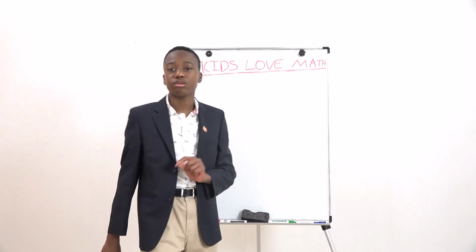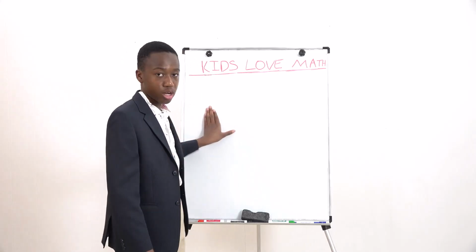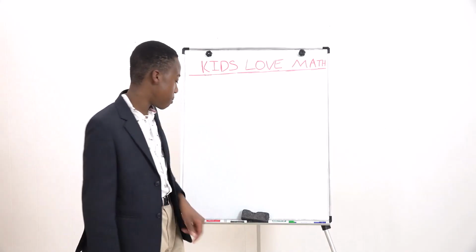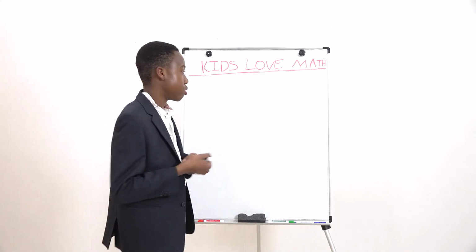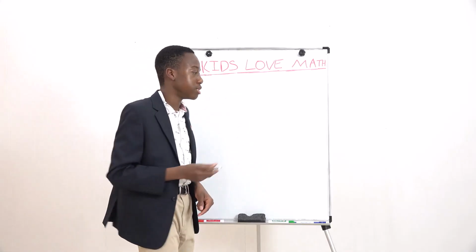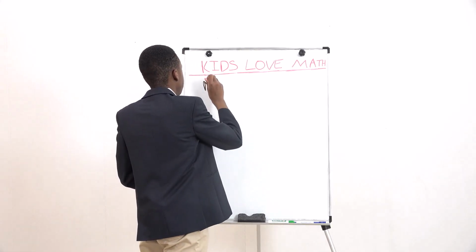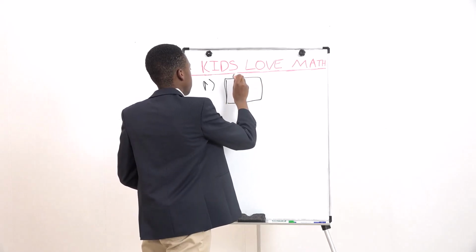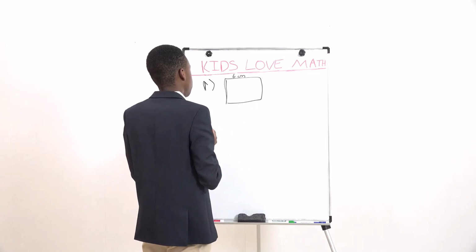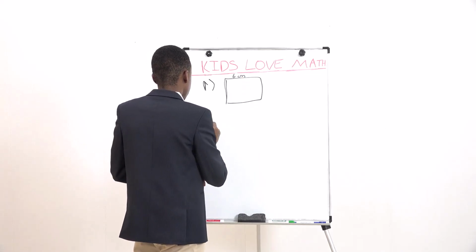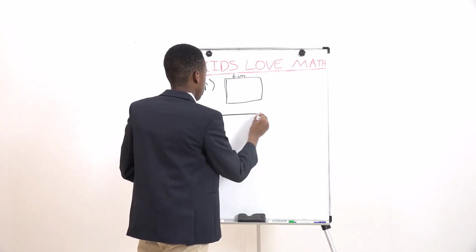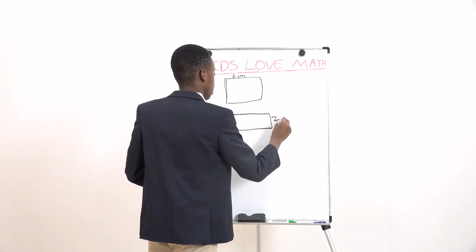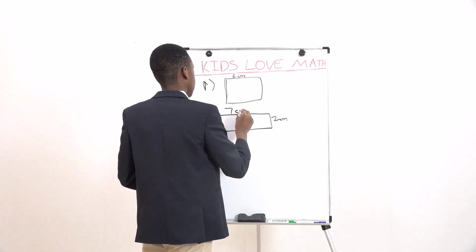So I'll be giving you some questions so you can solve by yourself. If you have any comments below, you can put your comments there. I'll put the questions up. Number 1 is a square, 6 centimeters. Number 2, a rectangle, 2 centimeters and 7 centimeters.